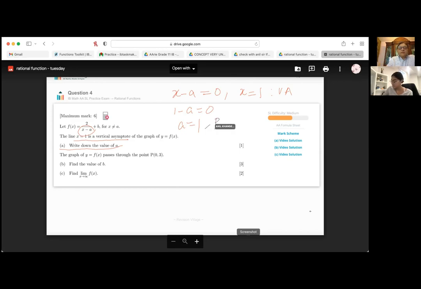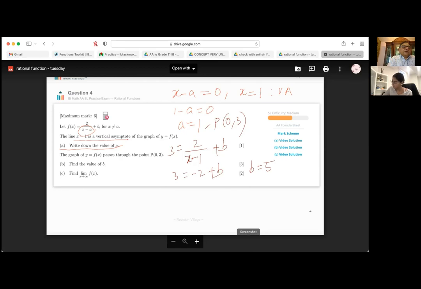Now point P is (0, 3). So (0, 3) means x is 0 and y is 3. So 2 over (x minus a) plus b equals 5. So x is equal to 0, basically. So we have 3 equals minus 2 plus b, and therefore b equals 5, right? Yes. So since b is 5, we do have our function f of x.